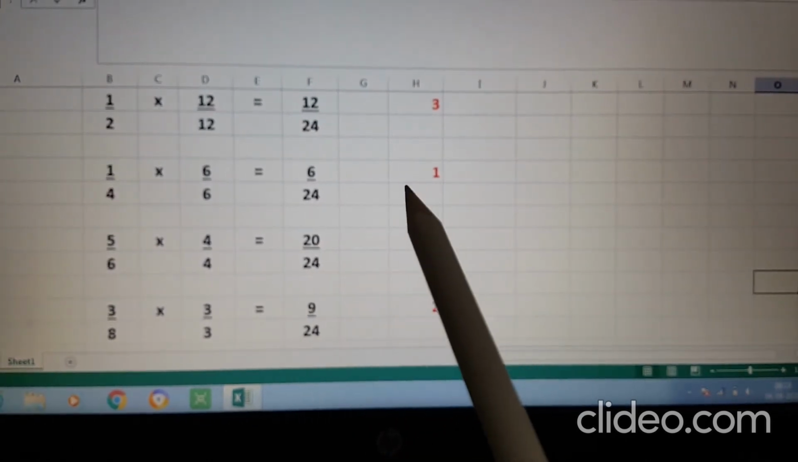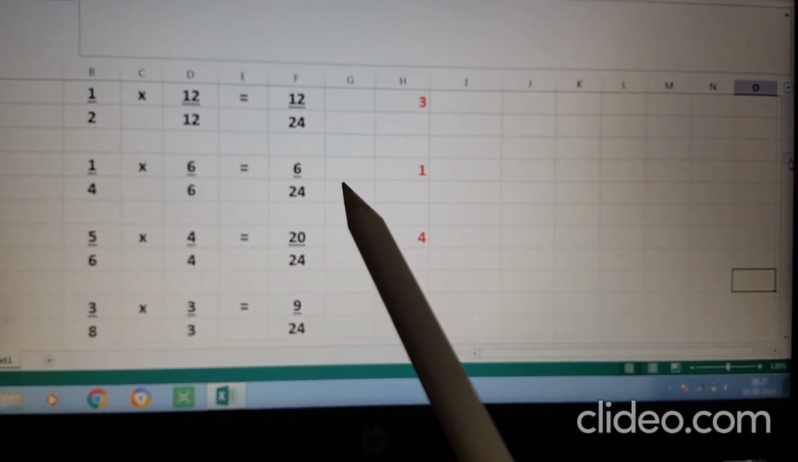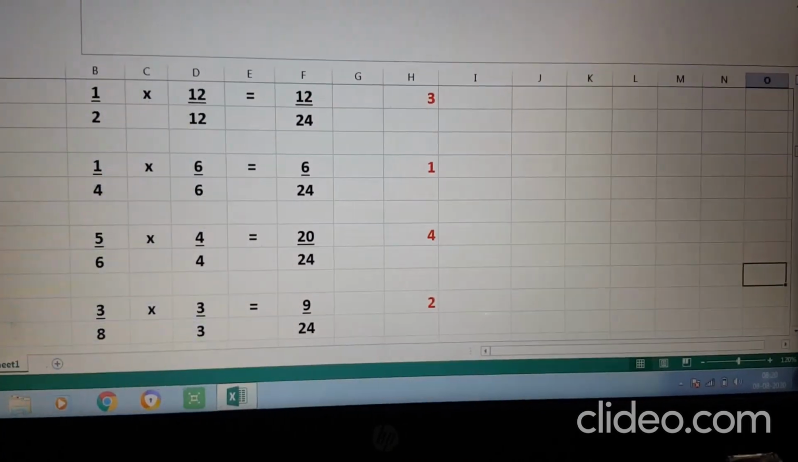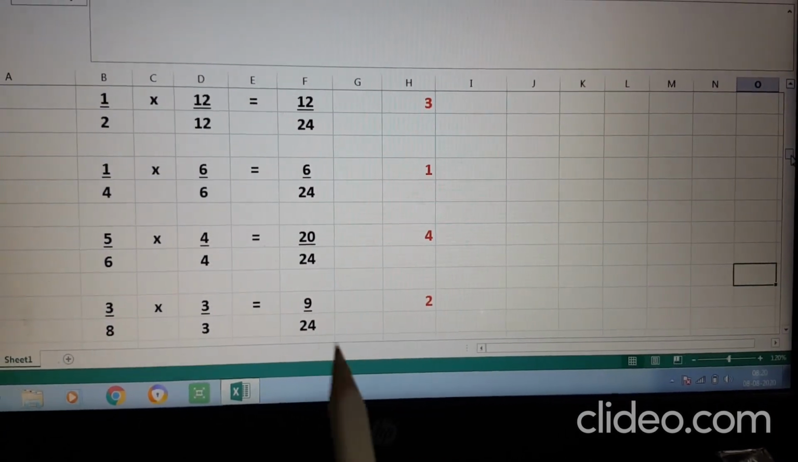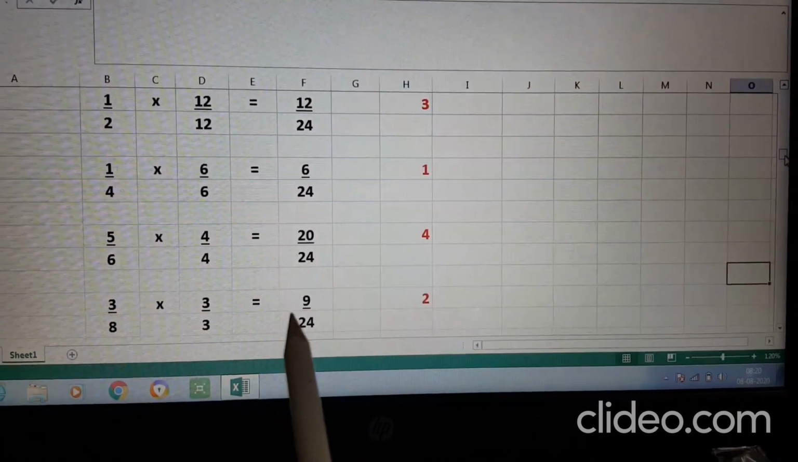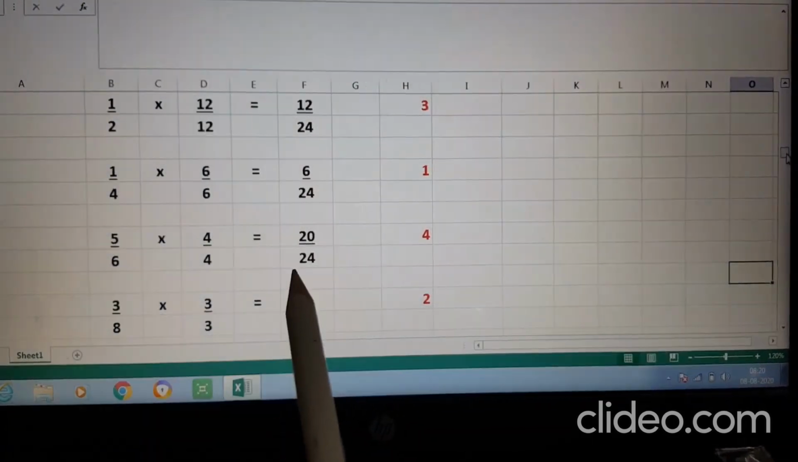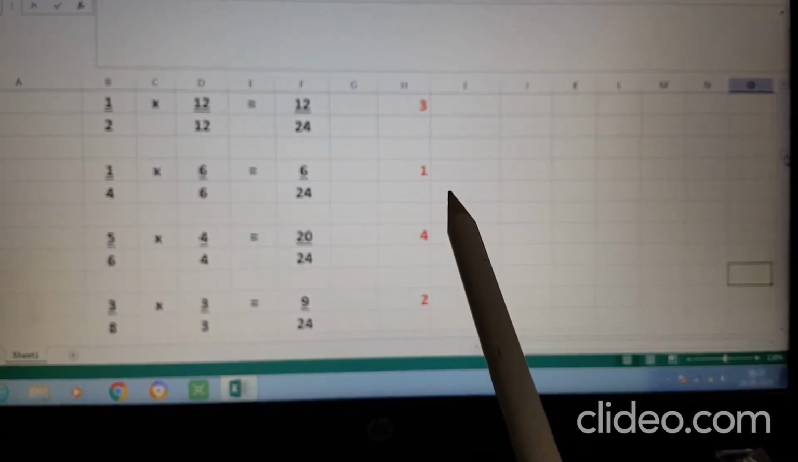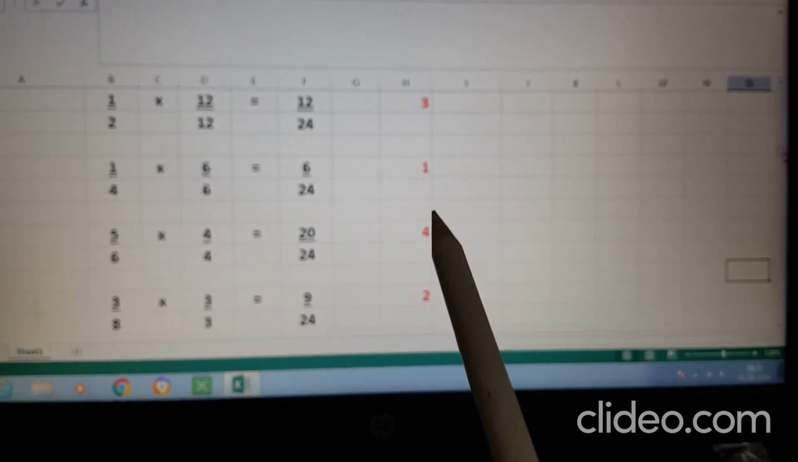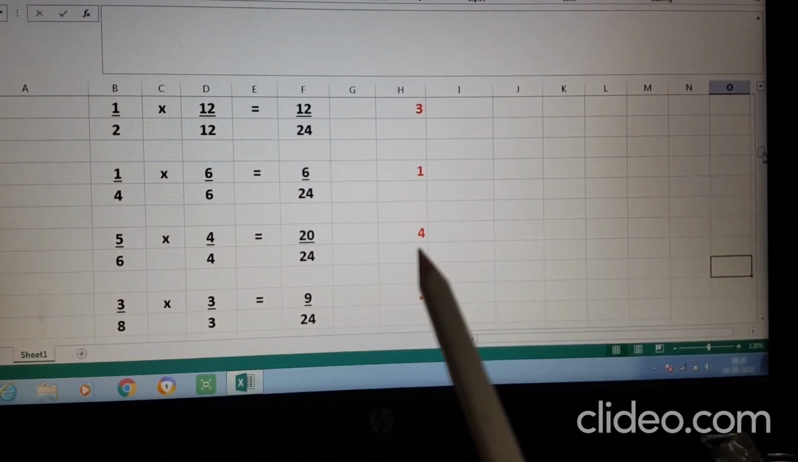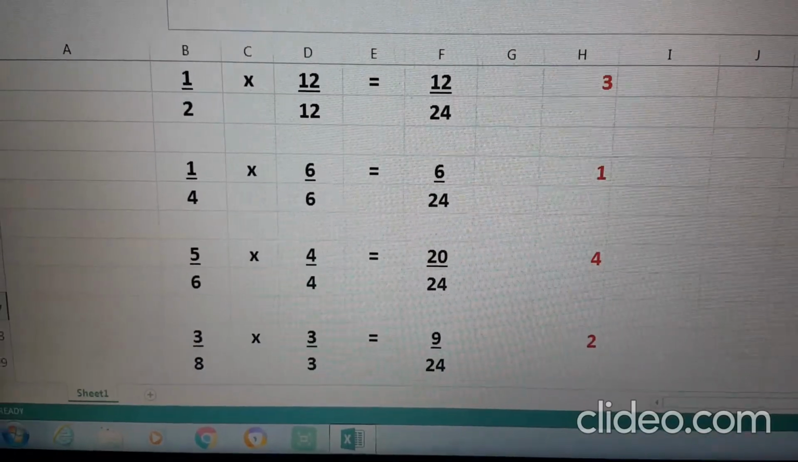So which is the smallest numerator here? Which fraction has smallest numerator? 6 upon 24, then 9 upon 24, then 12 upon 24, then 20 upon 24. We write 1, 2, 3 and 4. We have arranged these fractions in the order.